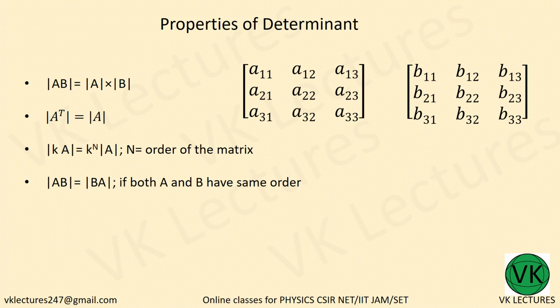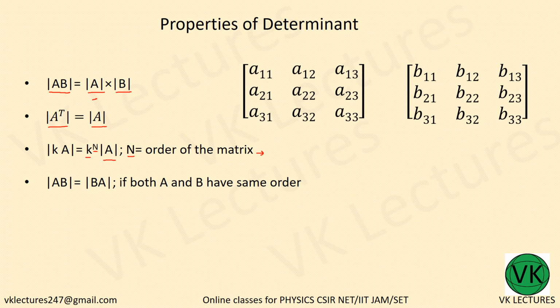Properties of determinants. The first one is determinant of AB equal to determinant of A into determinant of B, and determinant of A transpose is equal to determinant of A. Determinant of K times A, where K is some constant, is equal to K power n into determinant of A, where n is the order of the matrix.